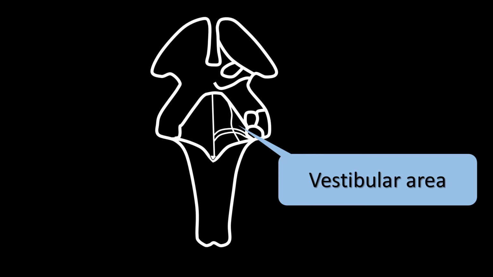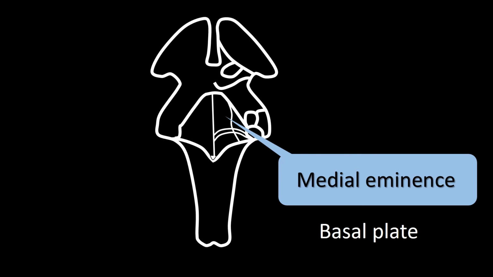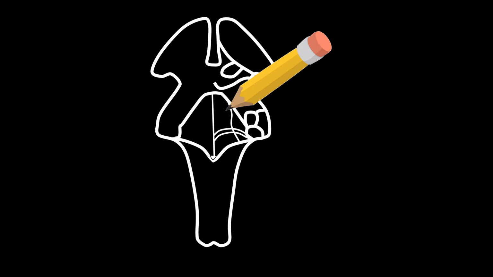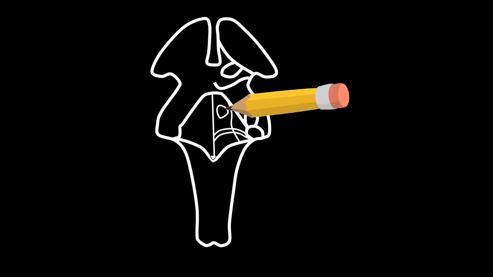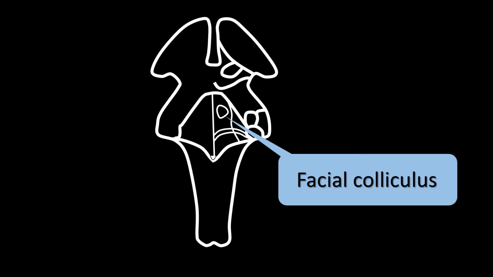On the sensory side, we have the vestibular area. It corresponds to the vestibular nuclei. On the medial side or basal plate, we find the medial eminence. Now, in the medial eminence area, we draw a little circle to represent the facial colliculus.